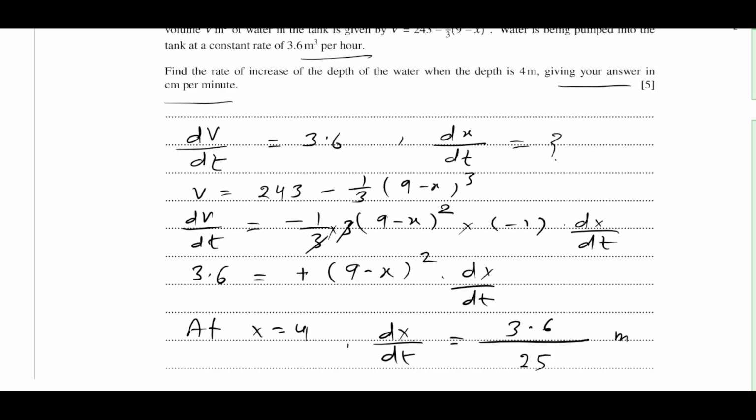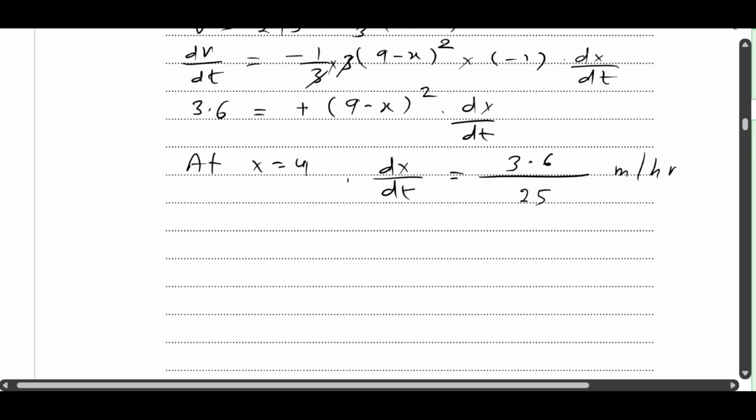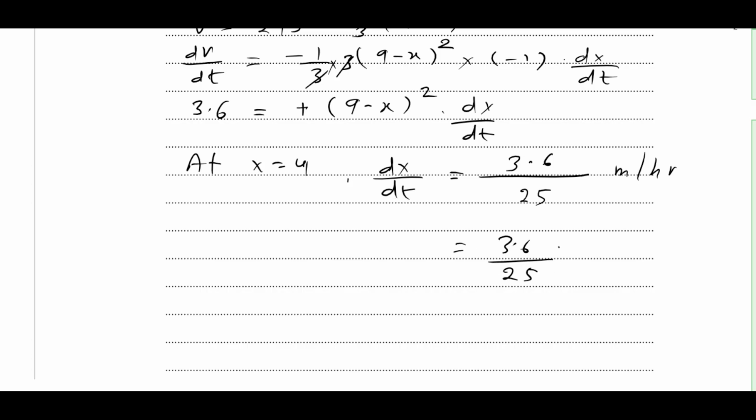Okay, the unit will be meter per hour. So what do we want? We want it in centimeter per minute. So this 3.6 divided by 25. This meter will be multiplied by 100, and this hour we convert into minutes, so divided by 60. This is centimeter per minute.